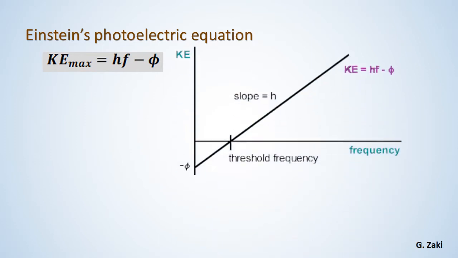This graph is very important. It joins the maximum kinetic energy and the frequency. From that graph, we deduce many things. First, the slope of this graph represents the Planck constant. The point of intersection with the x-axis represents the threshold frequency. The point of intersection with the y-axis represents the negative work function.